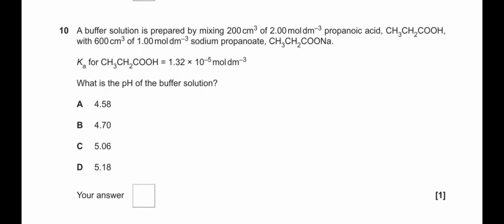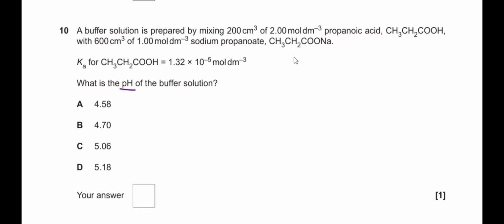Question 10. A buffer solution is prepared by mixing 200 cubic centimeters of 2 moles per dm cubed propanoic acid with 600 cubic centimeters of 1 mole per dm cubed sodium propanoate. Ka for the propanoic acid is given. What is the pH of the buffer solution? So think about the strategy for this question by going backwards from the end point. So we need to find the pH of the buffer solution. Therefore, we will calculate the hydrogen ion concentration. That can be calculated from the Ka equation.